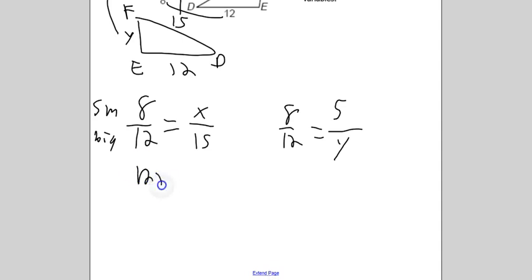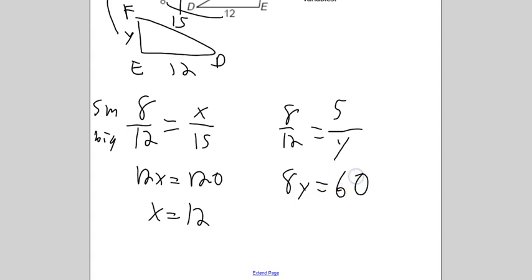So 12x equals 15 times 8, which is 120. So x is 10. Over here, 8 times y equals 5 times 12. And then 60 divided by 8 is 7.5. And those are the values that will make those two triangles similar, because the sides are proportional and the angles are equal.